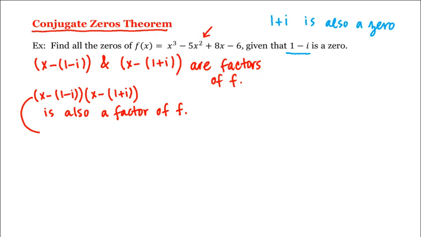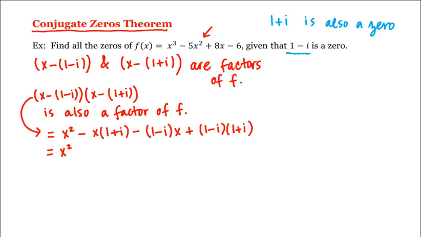But what is this product? We'll FOIL. This is equal to x squared minus x times 1 plus i, minus 1 minus i times x, and then plus 1 minus i times 1 plus i, which is equal to x squared. Now distributing the x, we get negative x minus xi.